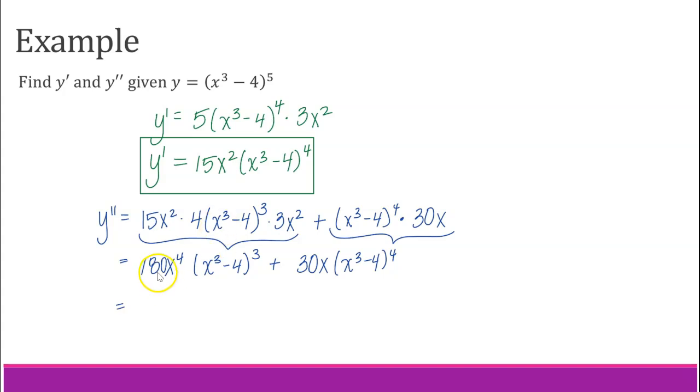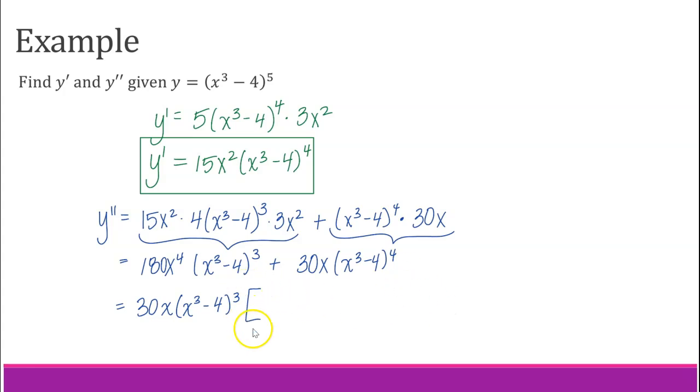So between 180 and 30, I can factor out a 30. Between x to the 4th and x, I can take out one copy of x, so x to the smaller exponent. And between (x cubed minus 4) to the 3rd and to the 4th, I can pull out the smaller of the two. So for that binomial, I'll pull out (x cubed minus 4) to the 3rd, the smaller exponent. And then let's figure out what we're left with.